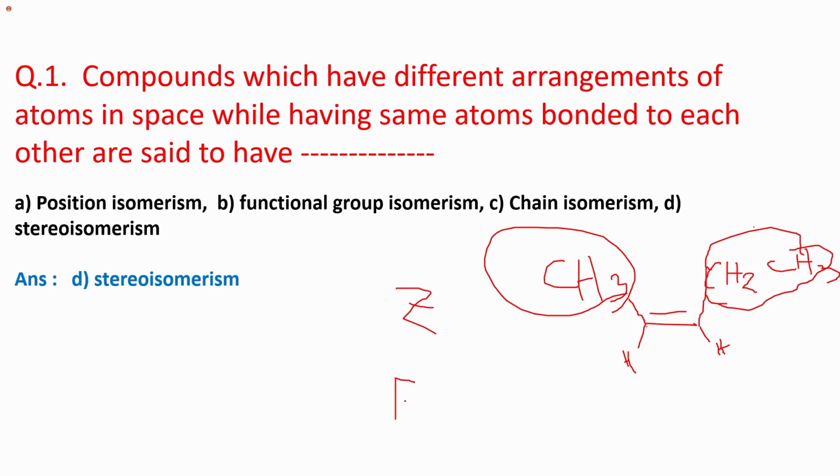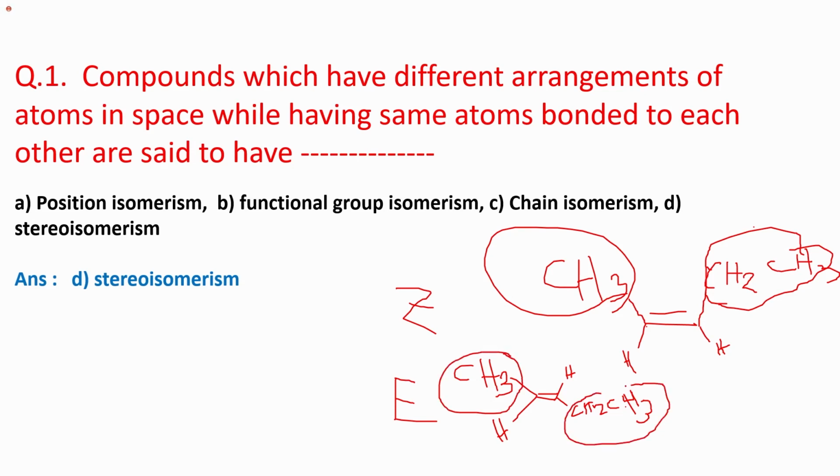What is the opposite, E? Let's say CH3, and there is a hydrogen here, and this hydrogen is the opposite, and now you have a CH2 and CH3. Here, this carbon's bigger group is this one, and this carbon's bigger group is this one. So now they are opposite to each other. Now it is an E. So this is called Z. This is called E.